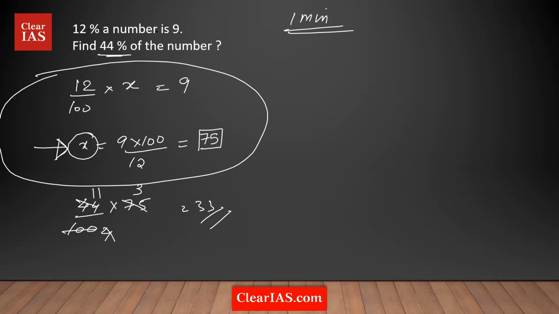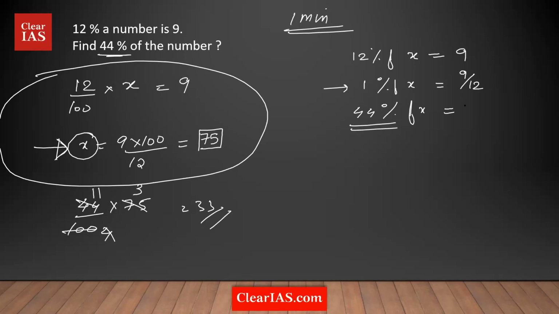See, it's given that 12% of a number is 9, so I can say 12 percent of the number, let's say x, is equal to 9, and we are asked to find 44 percent of x. That's it. So in this calculation, you don't need to find x. Can you tell me what is 1% of x? If 12% of x is 9, what is 1% of x? 9 by 12 would be the answer, right? Dividing by 12 gives you 1%. So 44% is nothing but 9 by 12 into 44. Directly you can do the calculation here and get the answer.